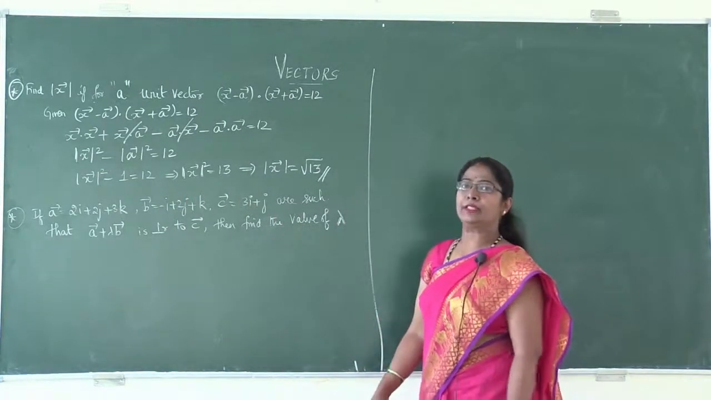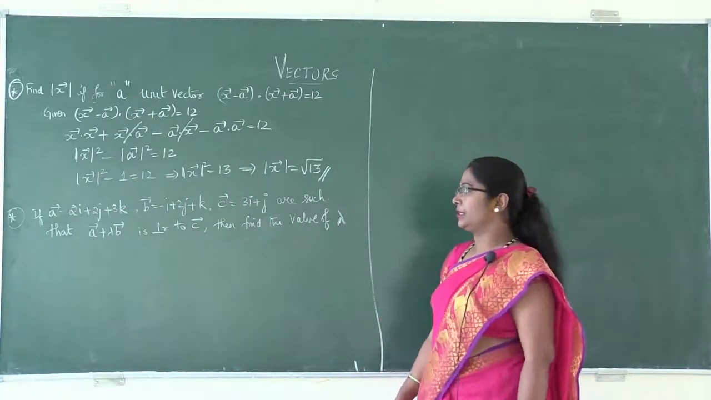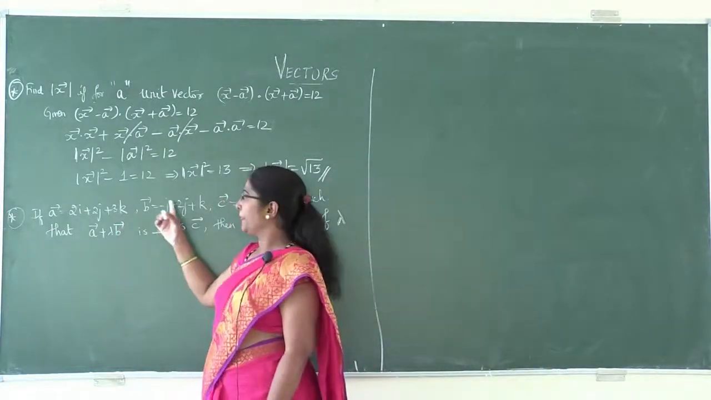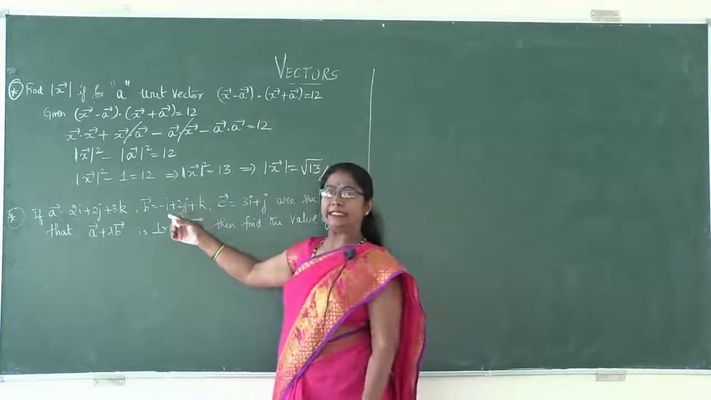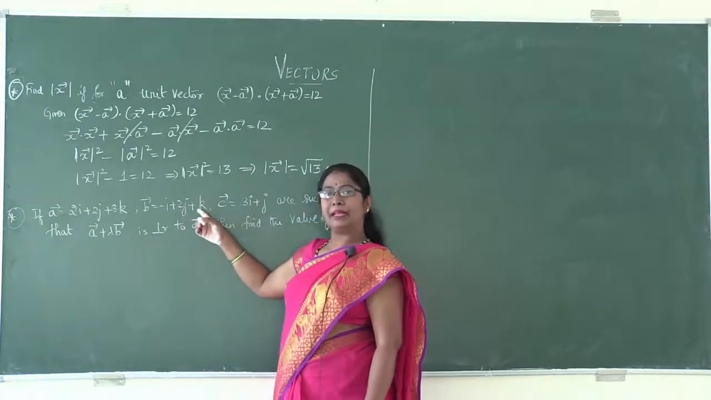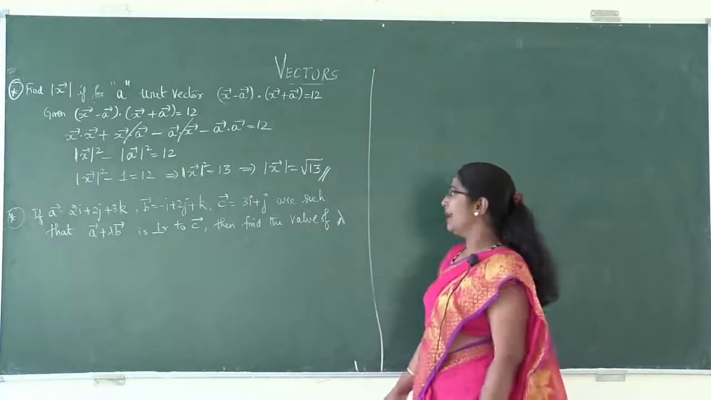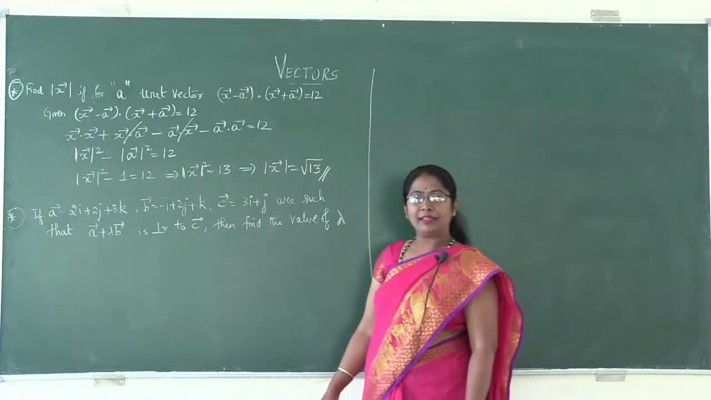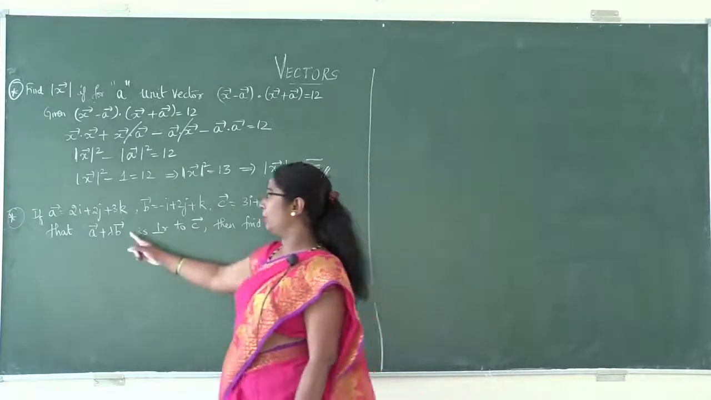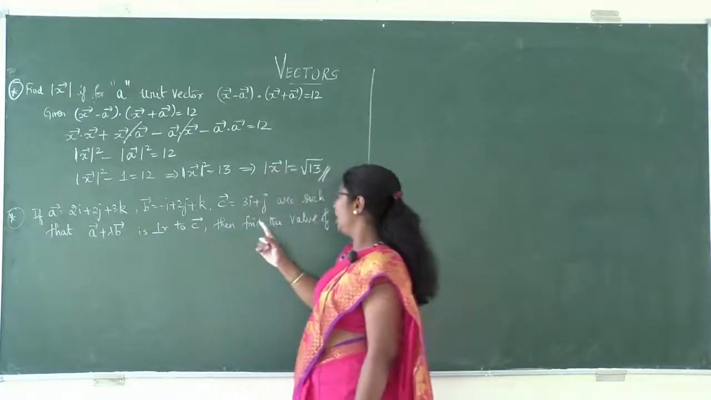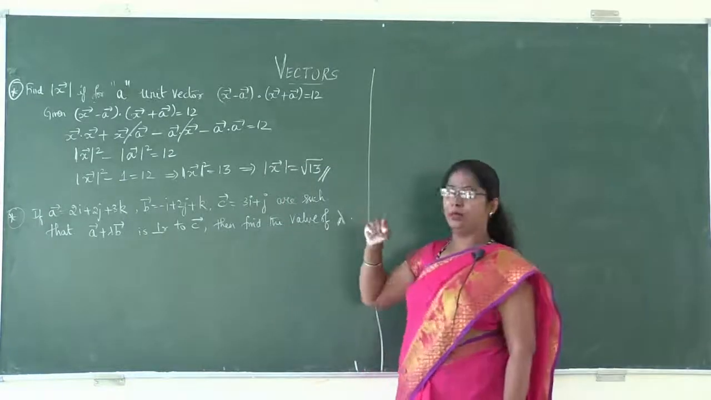Proceeding further, next problem. If vector A is equal to 2i plus 2j plus 3k, vector B equal to minus i plus 2j plus k, vector C equal to 3i plus j are such that vector A plus lambda into vector B is perpendicular to vector C, then find the value of lambda.